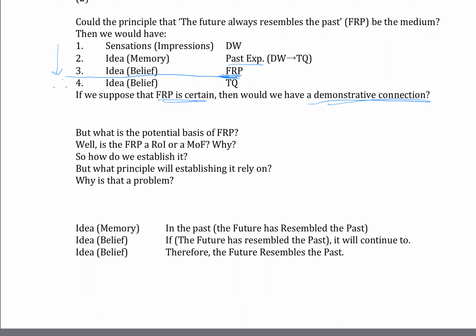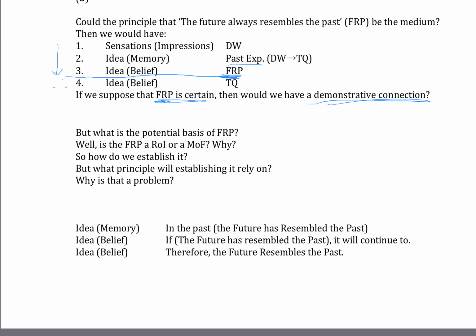And in this video, we're going to look at Hume's argument for why the future resembles the past cannot be established with certainty. And so why we don't have a demonstrative connection between 1, 2, and 3. We don't have an instance of probable reasoning. So the key question is, how could we establish that the future resembles the past? I mean, how could Hume's opponent go about doing this?